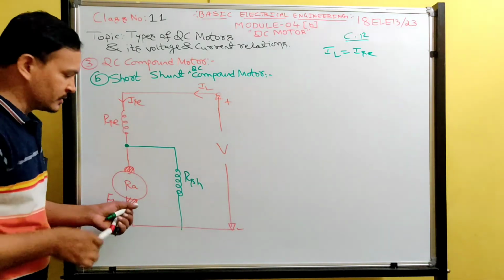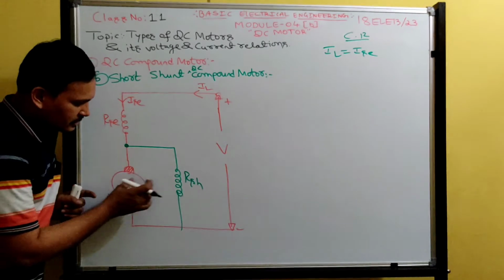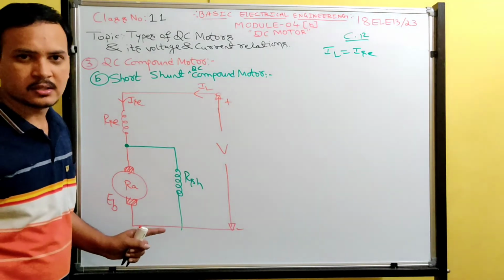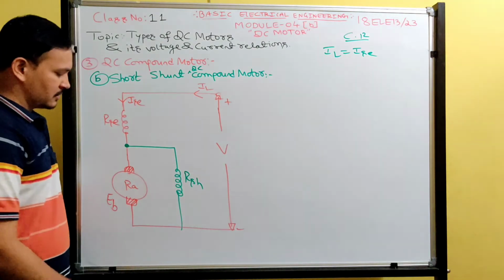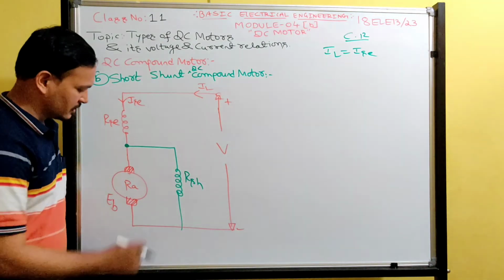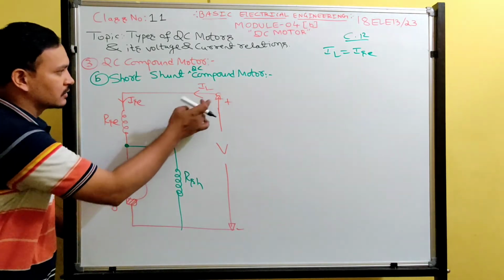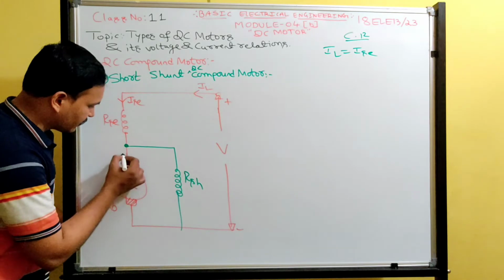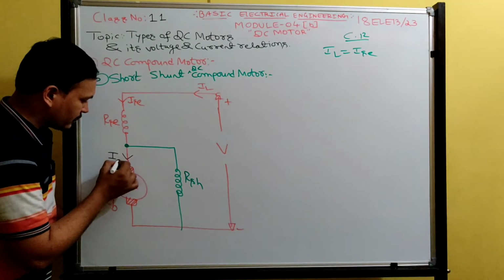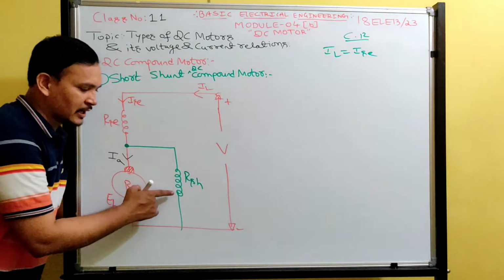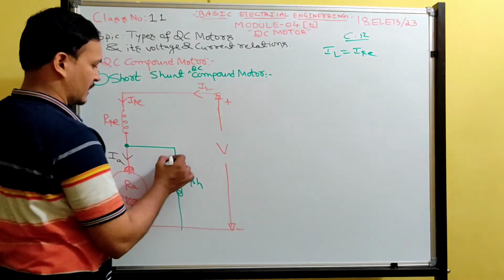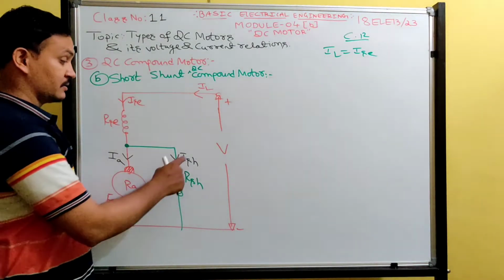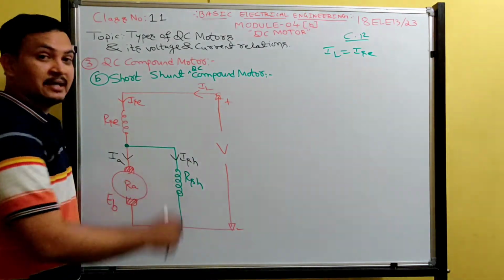Afterwards, what happened? Armature resistance and shunt field resistance: how are these two connected, parallel or series? Exactly correct, these two are connected in parallel. So this supply current divides in these two branches. What is the current flowing in the armature? Armature current IA. What is the current flowing here? Yes, shunt field current, which is denoted by ISH.